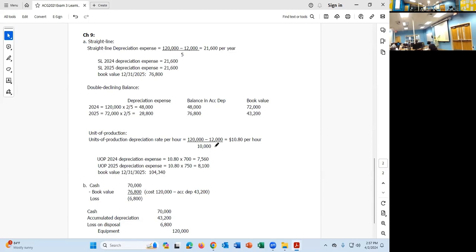The balance in accumulated depreciation is going up every year. As we depreciate more, that increases my balance in accumulated depreciation. So my book value gets smaller and smaller every year.